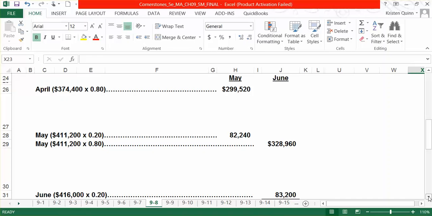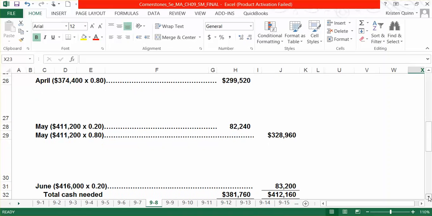We add the columns to come up with how much cash would be needed in the month of May and June to pay for our direct material purchases that had been done on account.